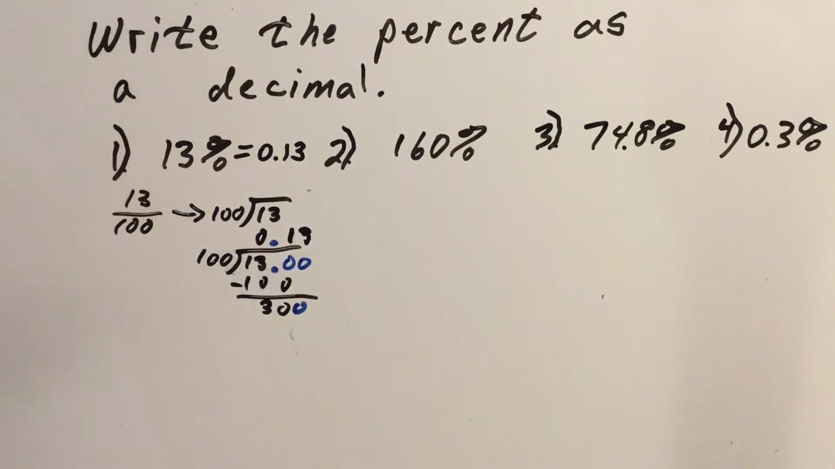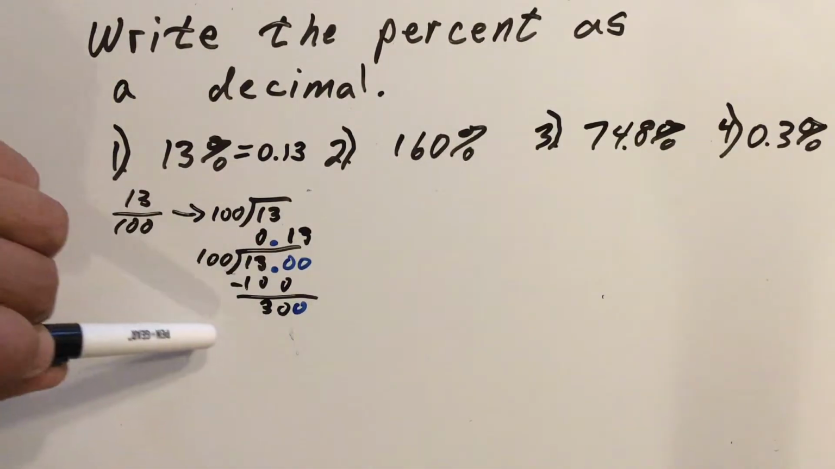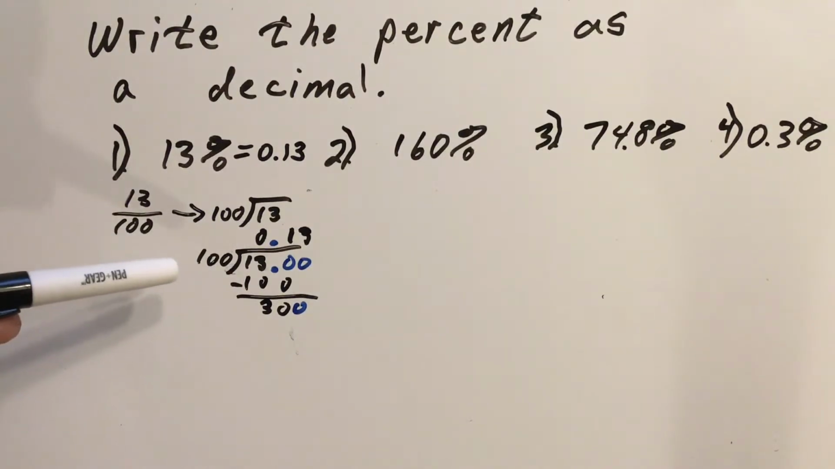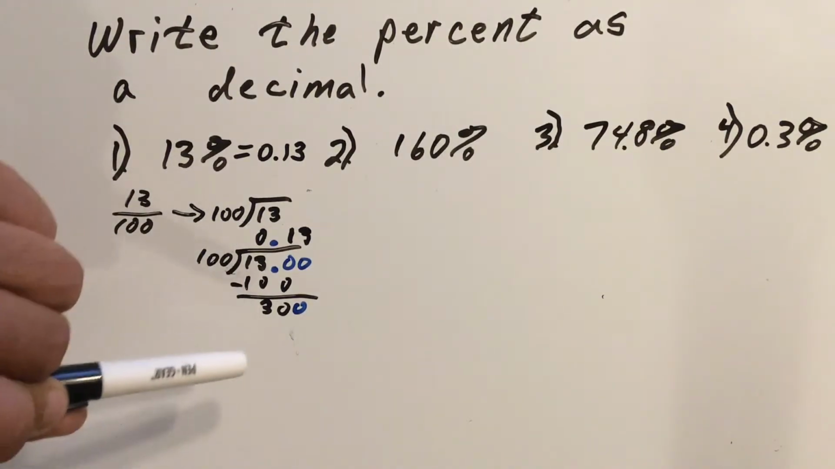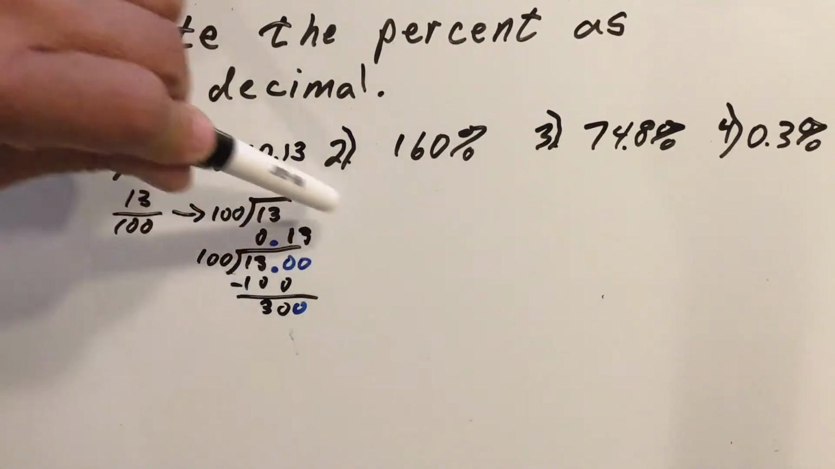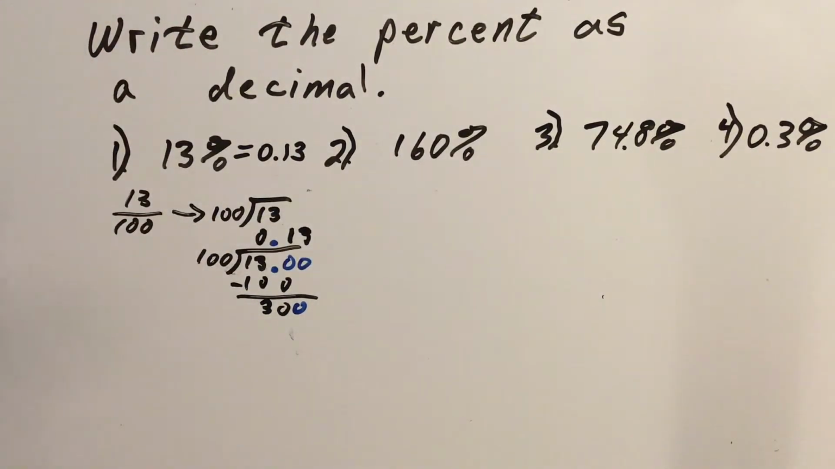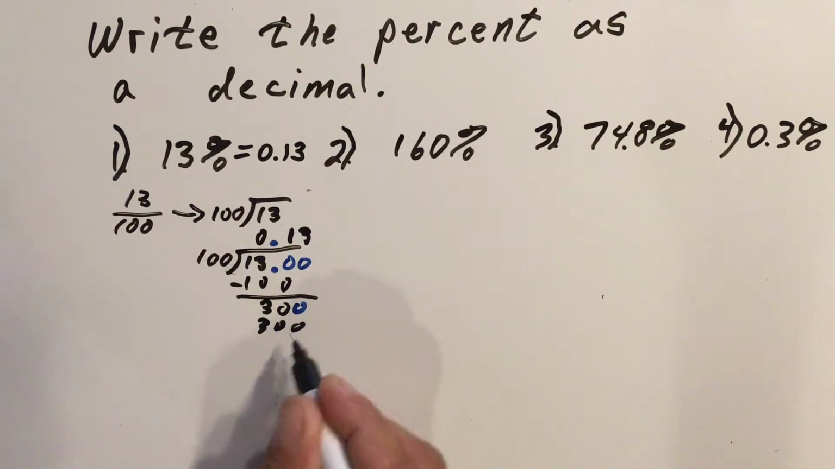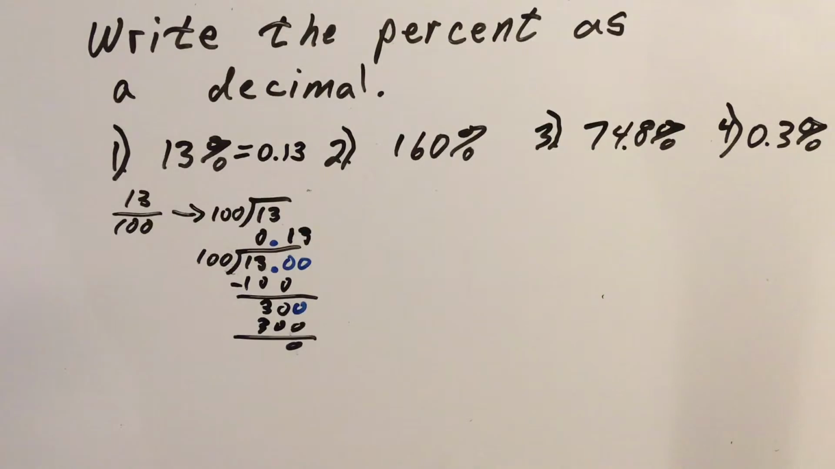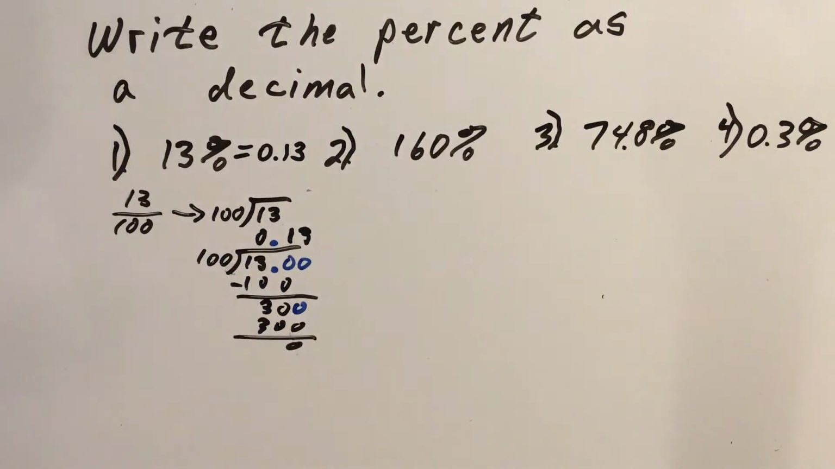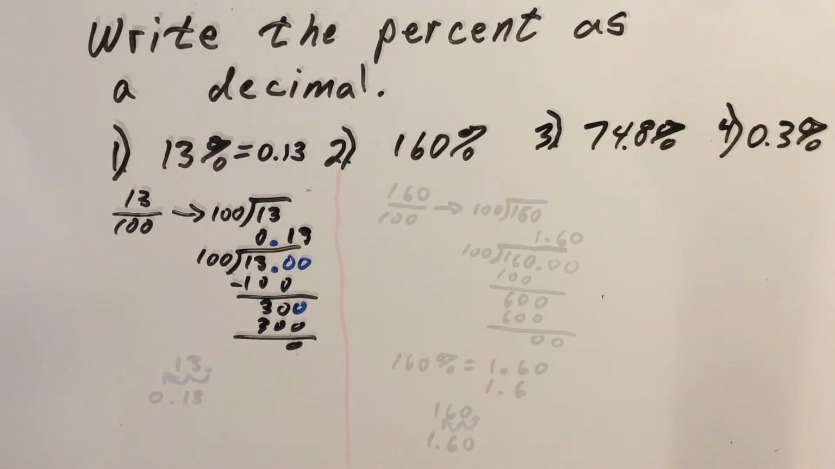Therefore, I brought down the other 0, and that gave me down here 300. And again, I say, how many times does 100 go into 300? Well, it goes 3 times. And here is our answer by the time we're done, because 100 times 3 gives us 300. Therefore, we have no remainder. And that's how we came up with our decimal of 0.13.